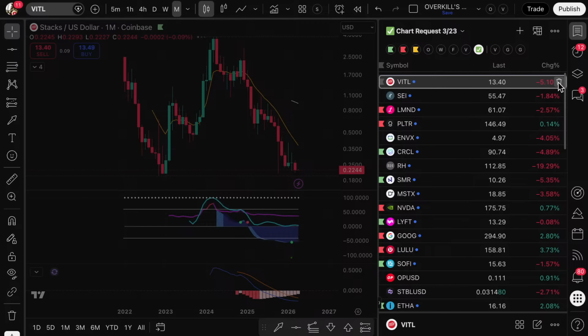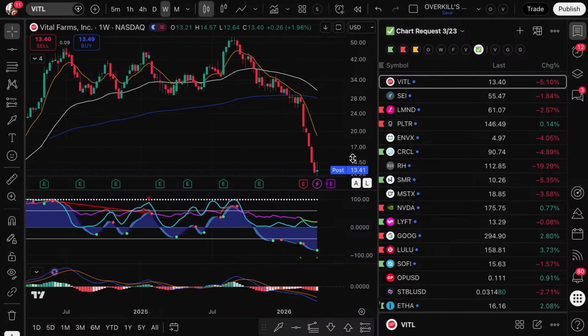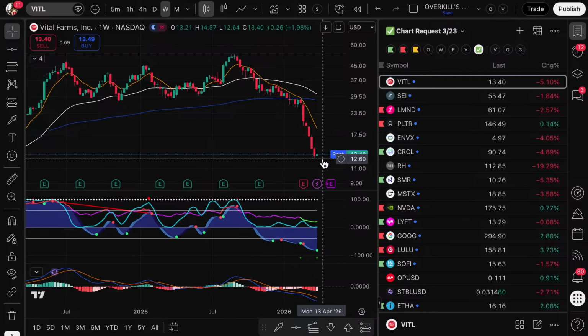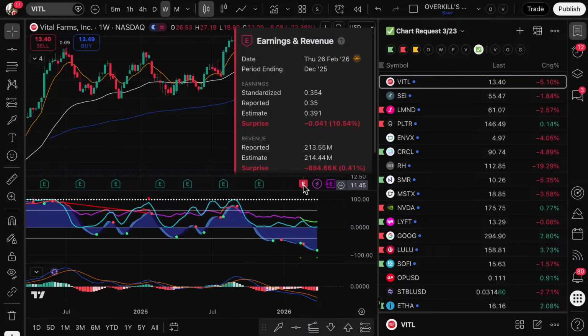Yeah, VITL looks good up above 12, using that weekly support. Does have the signal. That's a nasty drop. That's a nasty drop.